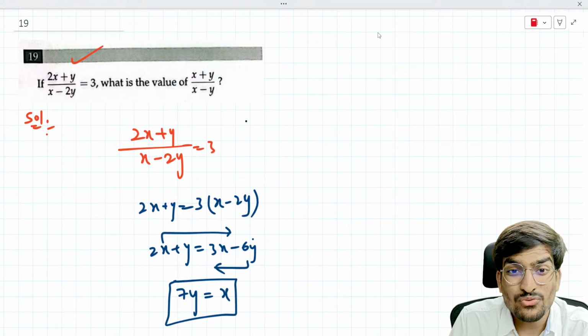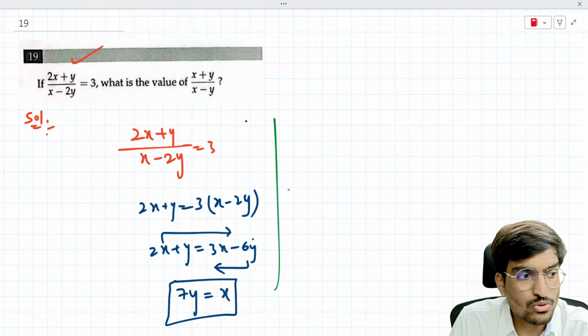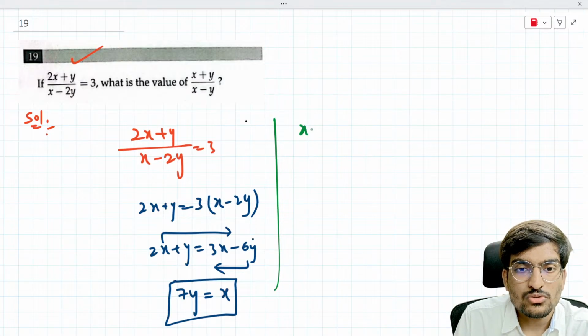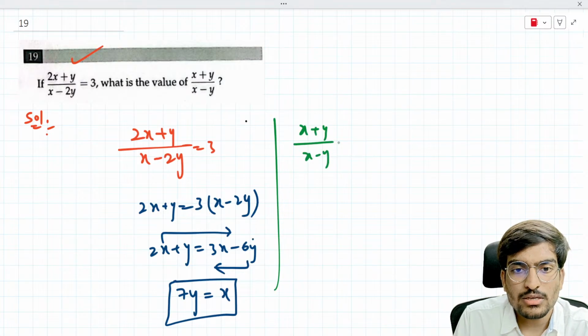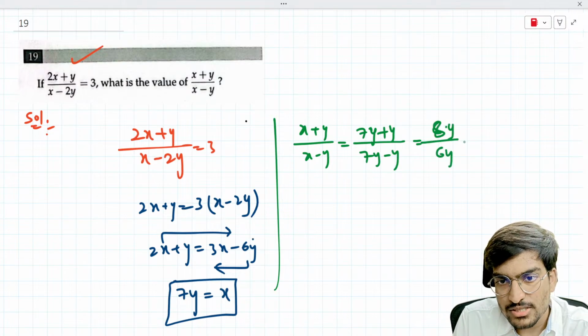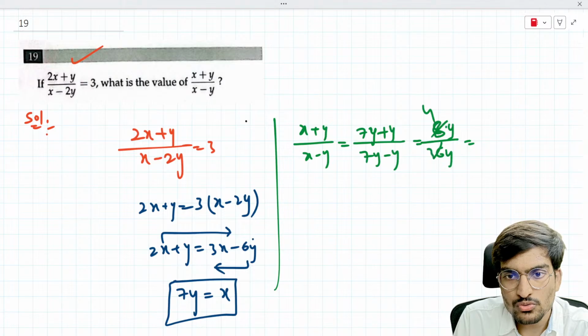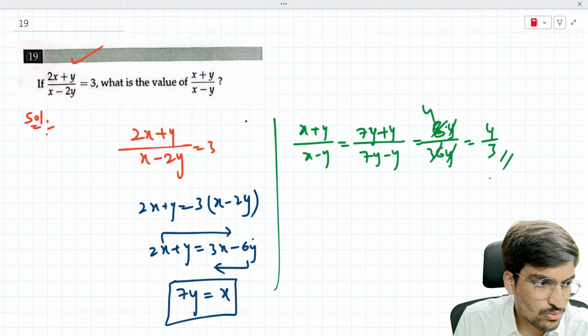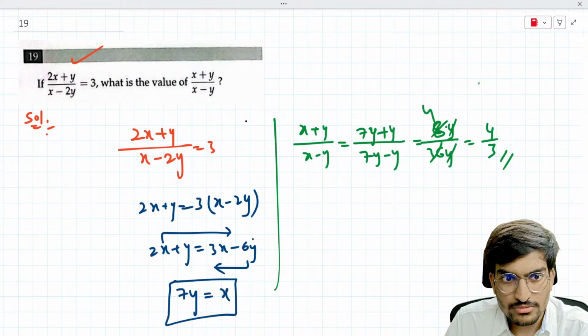I can see 4 by 3. Let's see whether it is true or false. So x plus y over x minus y. What is x? 7y plus y divided by 7y minus y. So 8y divided by 6y, which is 4 by 3, which is true. Sanu, you're too fast.